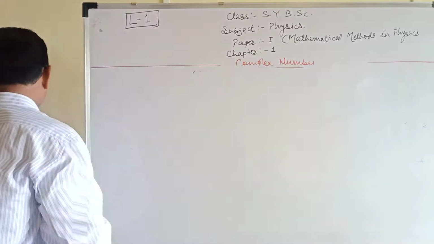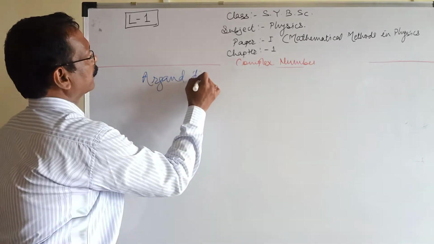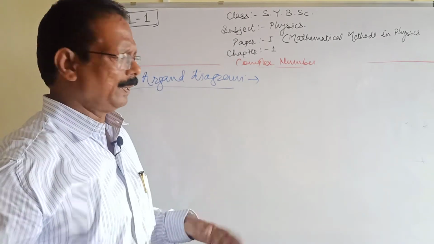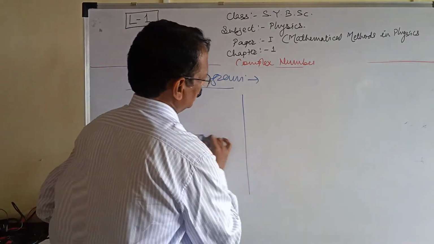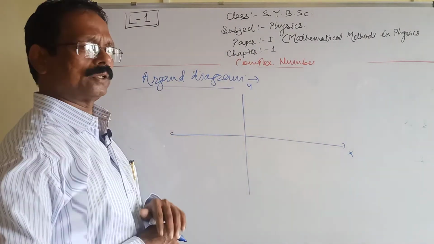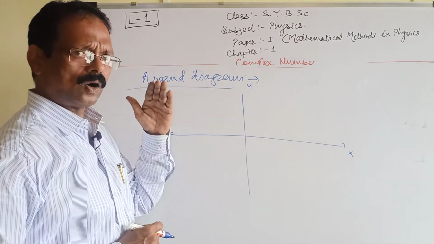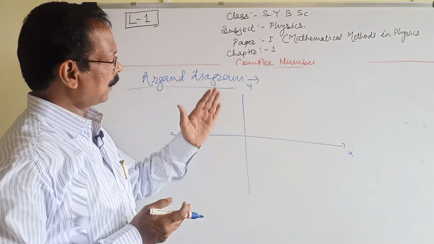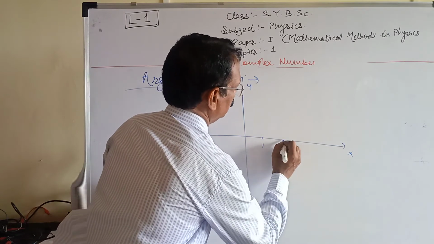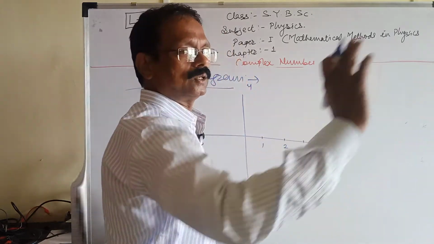Now the next article is the Argand diagram. What is it? It is simple. This is your x-axis and this is your y-axis. Now we have to draw the Argand diagram, so we must know some points. On the x-axis we have to plot the real number, and along the y-axis we have to plot the imaginary number. So this is your 1, this is your 2, this is your 3, this is your 4, and this is your 5, 6 and so on.